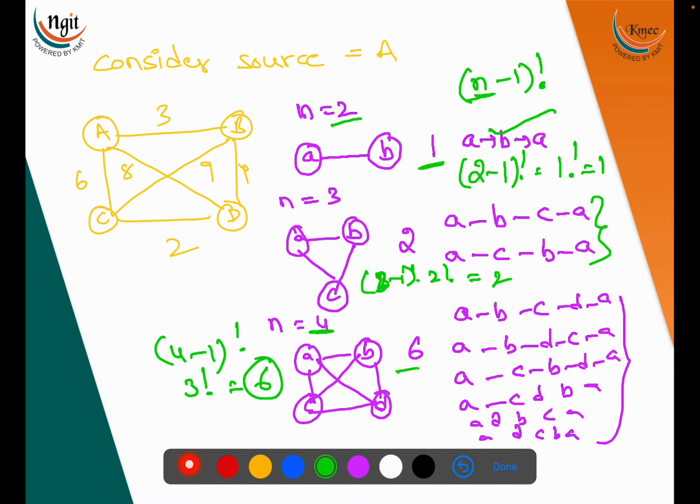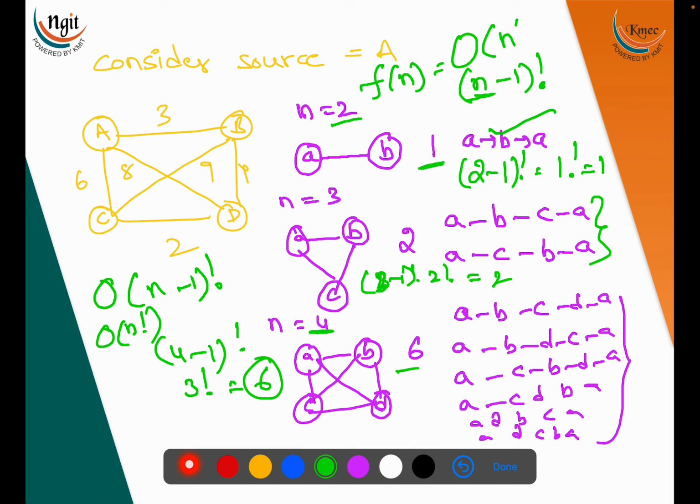So the time complexity of the traveling salesman problem using the brute force approach is what? Big O of n minus 1 factorial, which is big O of n factorial. The time complexity of the traveling salesperson problem using the brute force approach, function f of n is equal to big O of n factorial. This is the traveling salesperson problem using the brute force approach.